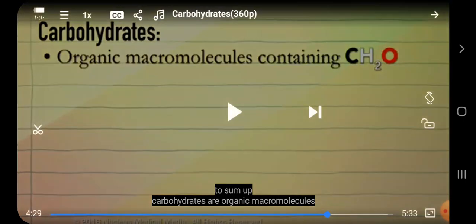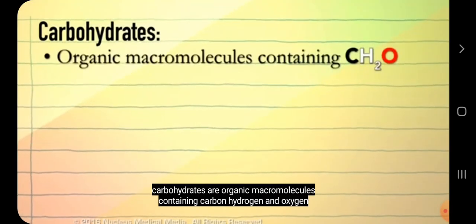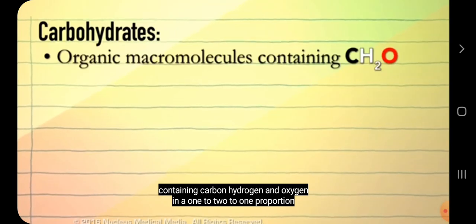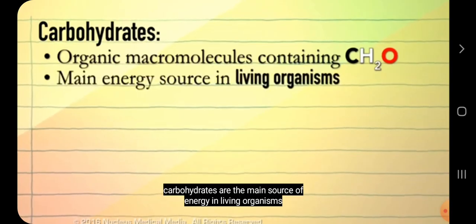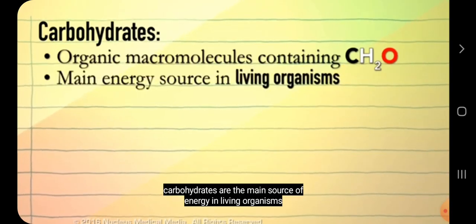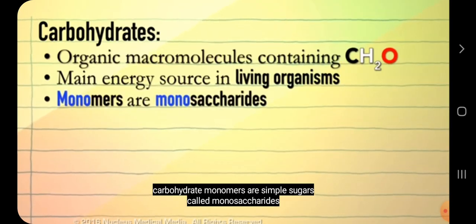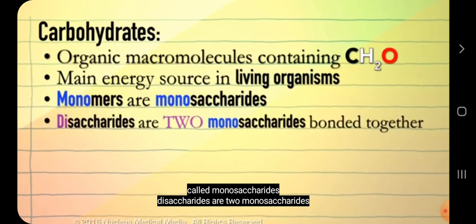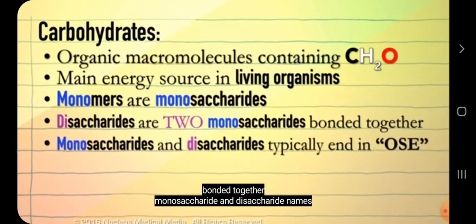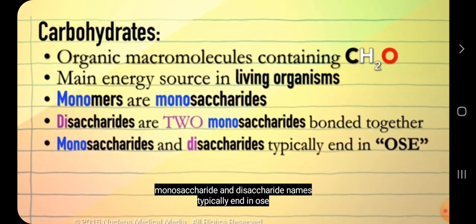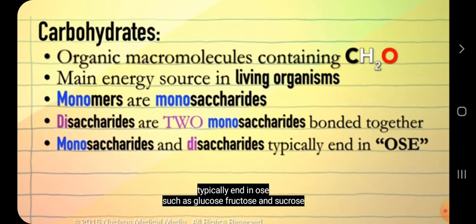containing carbon, hydrogen, and oxygen in a 1 to 2 to 1 proportion. Carbohydrates are the main source of energy in living organisms. Carbohydrate monomers are simple sugars called monosaccharides. Disaccharides are two monosaccharides bonded together. Monosaccharide and disaccharide names typically end in OSE, such as glucose, fructose, and sucrose.